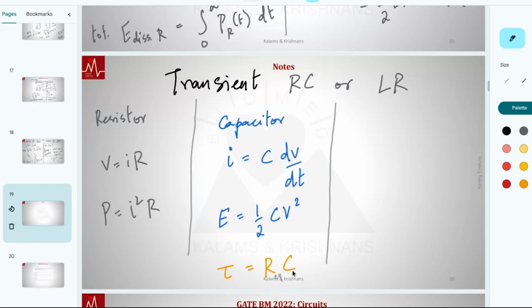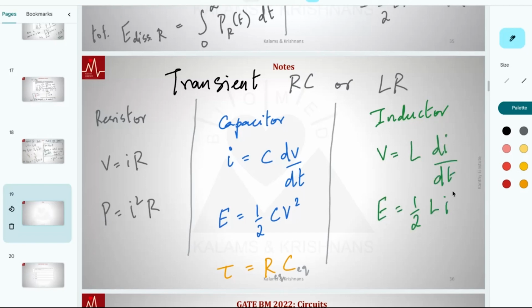Now, multiple capacitors, you can do an equivalent capacitor. Multiple resistances, you can do a Thevenin resistance or equivalent, typically equivalent resistance. For an inductor, we have V is L di by dt, and energy is half L i square.